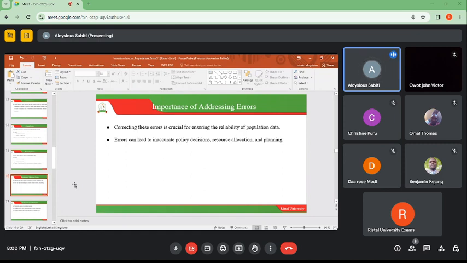Say, for example, they may allocate delivery beds to a health facility whose catchment population has fewer women of reproductive age, whereas a health facility located in an area that has a high population of women of reproductive age may not be allocated delivery beds, may not be allocated a maternity ward, may not be allocated those couches that could be very important for that particular population. So that is how those errors may lead to such inappropriate decision making.